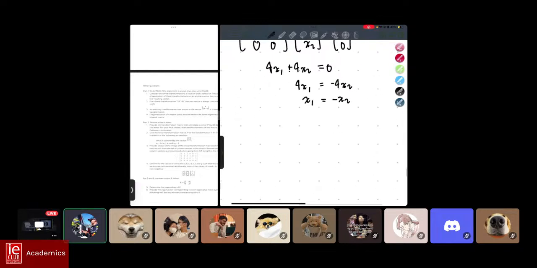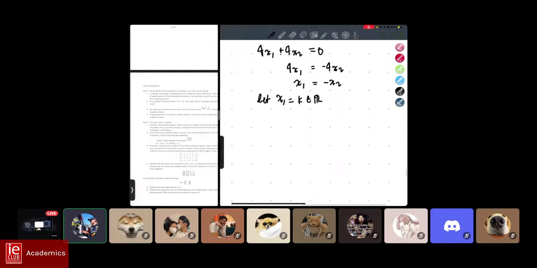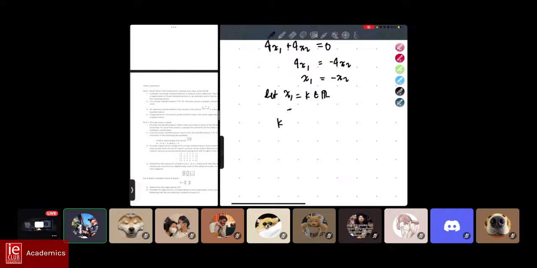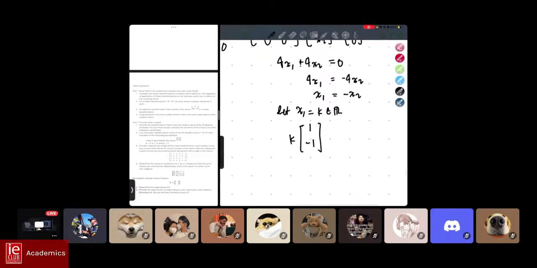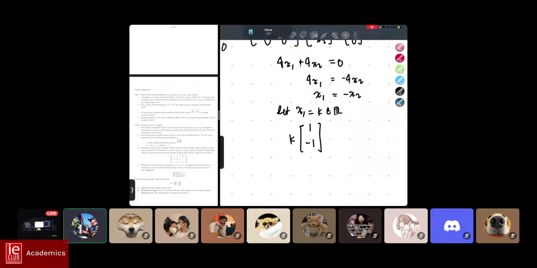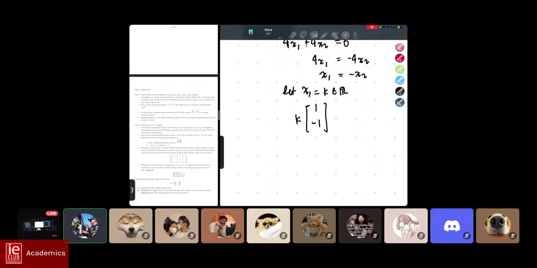So, we can do the thing we did at the very start. Let x sub 1 equal to k, part of the set of real numbers. Therefore, the eigenspace is given by k times 1, and then just remember the relationship, negative 1. X1 is equal to negative x2. Yan. Because, yeah, negative siya of the other. So, that's the eigenvector corresponding. Yeah.